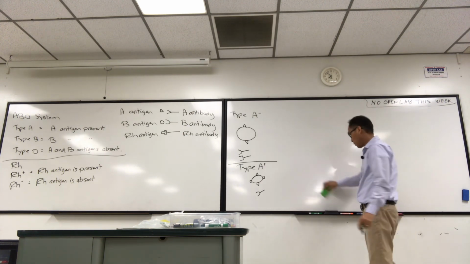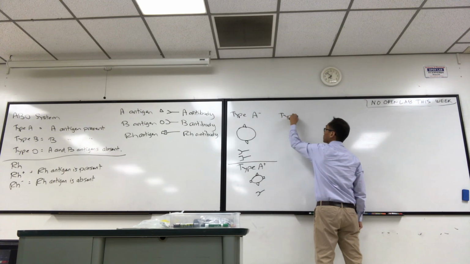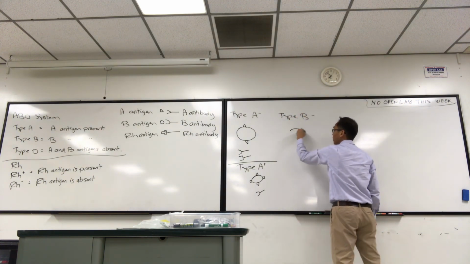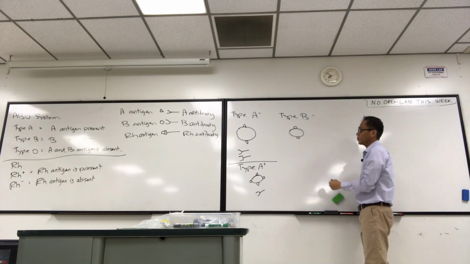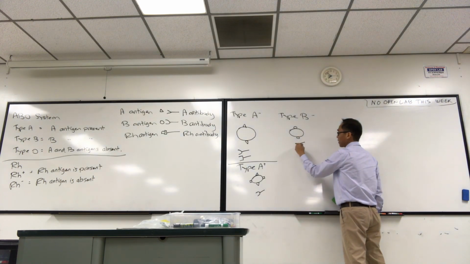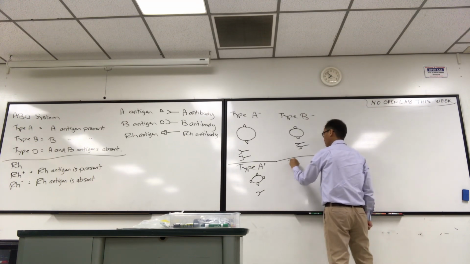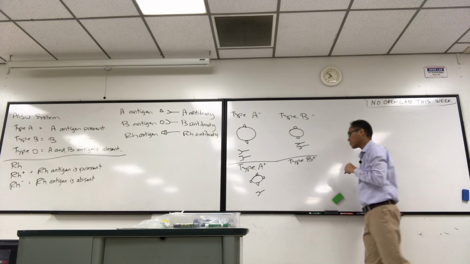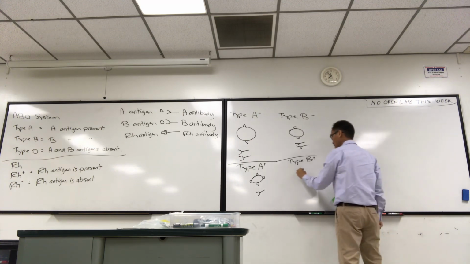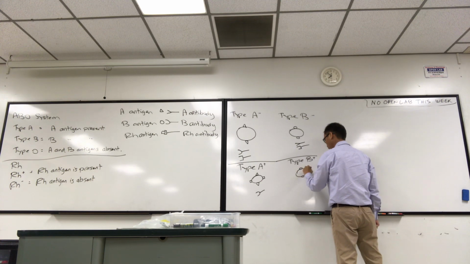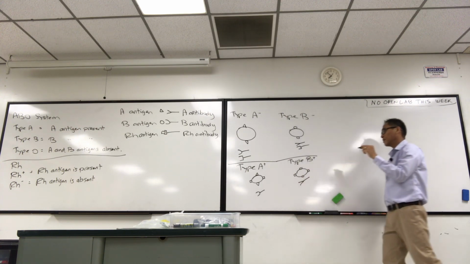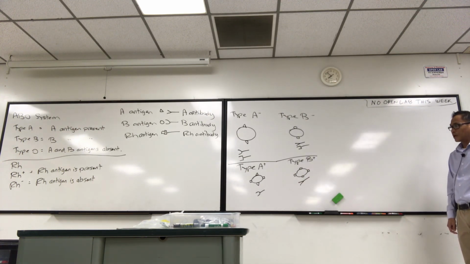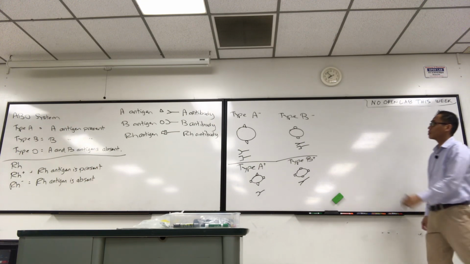Right, so then the other types, how about type B negative? So then you have just the B antigen on the RBCs, well, and then the other two, the antibody against A and the antibody against RH. Okay. So then type B positive, you have the B and the RH. So I'll draw circles and squares. And then they would have the antibody only against A.